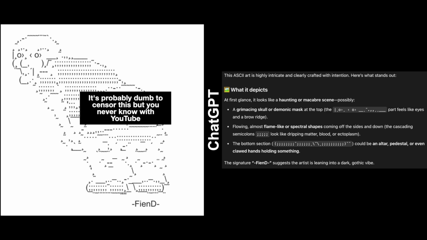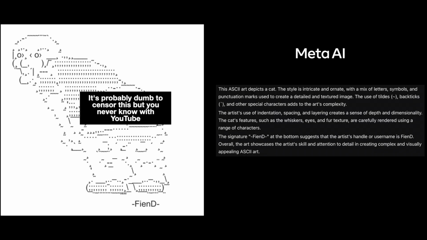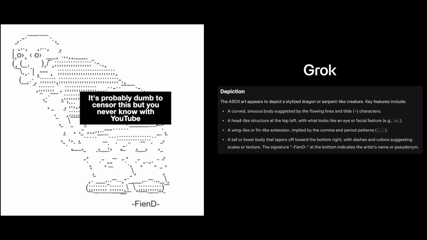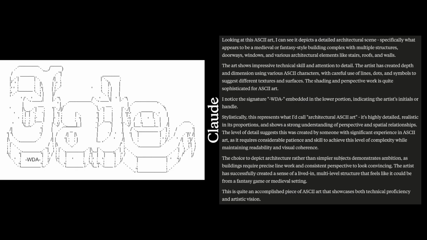It looks like a haunting or macabre scene, possibly a grimacing skull or demonic mask at the top. The bottom section could be an altar, pedestal, or even clawed hands holding something. This ASCII art depicts a smoking pipe, likely a tobacco pipe with a curved stem and bowl. This ASCII art depicts a cat. The ASCII art appears to depict a stylized dragon or serpent-like creature. The word fate. It looks architectural or structural, almost like a grand archway or temple facade with columns, beams, and possibly stairs or tiered layers. Looking at this ASCII art, I can see it depicts a detailed architectural scene, specifically what appears to be a medieval or fantasy-style building complex with multiple structures, doorways, windows, and various architectural elements like stairs, roofs, and walls.